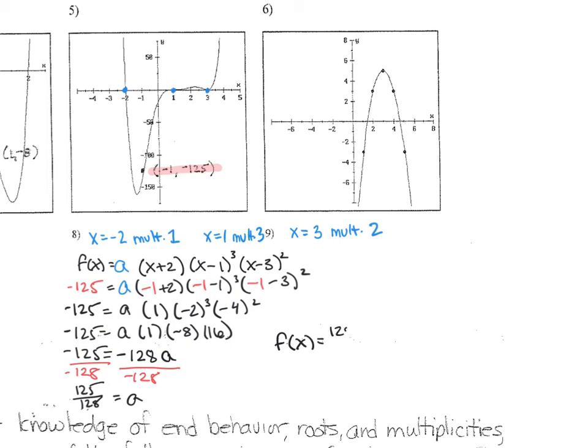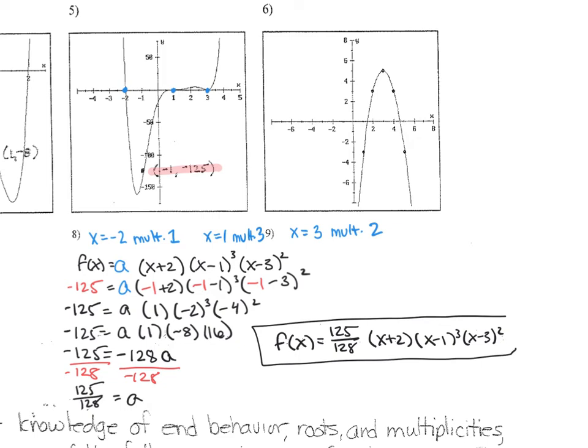F of x is equal to 125 over 128, which is positive, so we know we've done this correctly, times x plus 2, times x minus 1 cubed, times x minus 3 squared. And that's the answer to that 8th graph right there.